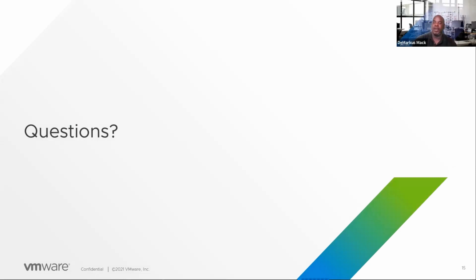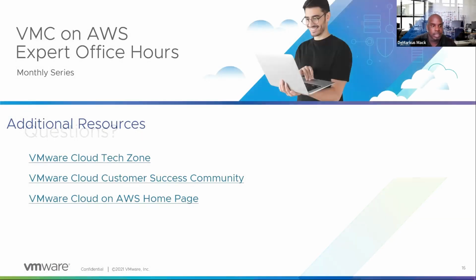Okay, so if we don't have any other questions, I'm going to move on in the slide here. This slide just has some additional resources that you can read up on. We have the VMware Cloud Tech Zone, the VMware Cloud Customer Success Community, and the VMware Cloud on AWS homepage. Each of these resources has plenty of very good information about VMC on AWS. It talks about the prerequisites of how you deploy your SDDC, and some of the other use cases that you can use the SDDC for.